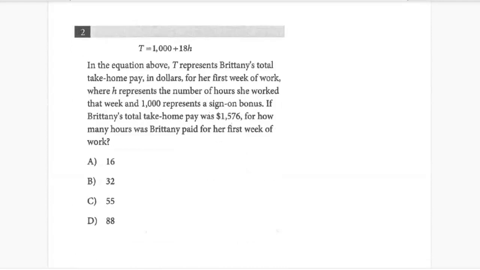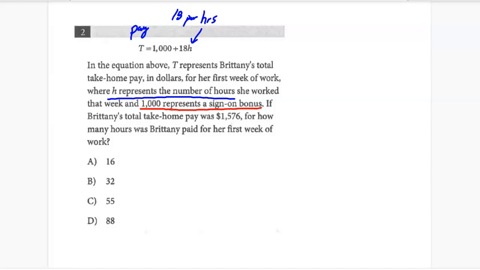So it looks like we have another model. The first one, we actually had to construct our own model. This next one's what's called interpreting models. They give me one, and I have to interpret what the letters and numbers mean. T represents the total take-home pay. So we have the pay is $1,000 plus 18 times H, where H represents the hours. So we get $1,000 plus $18 per hour. A way to read that is 18 per hour, which is actually the slope. The one-time fee, the $1,000, represents the sign-on bonus.